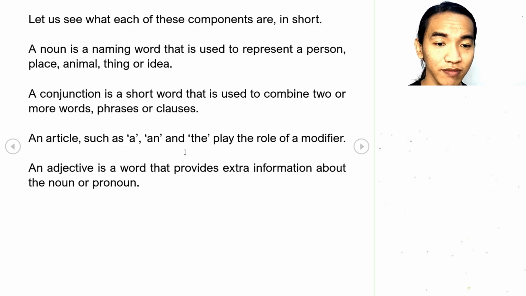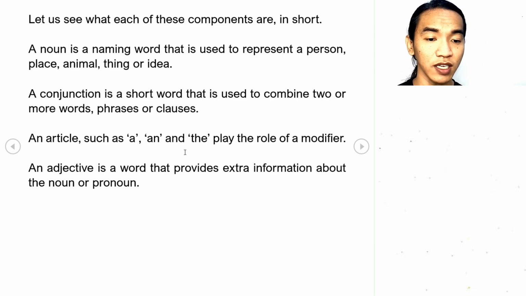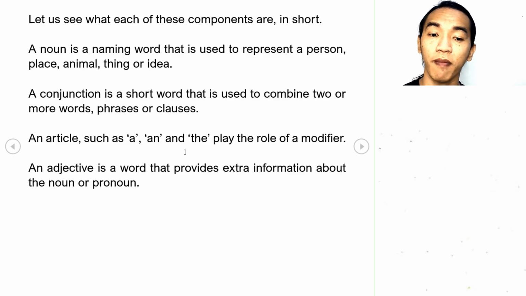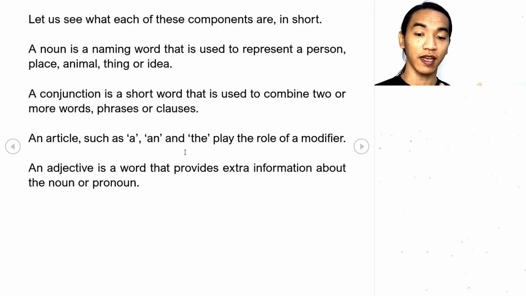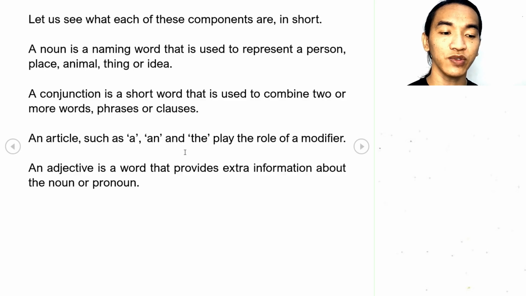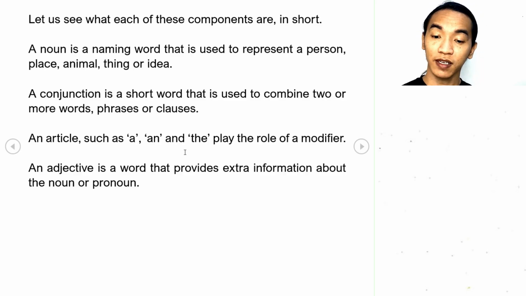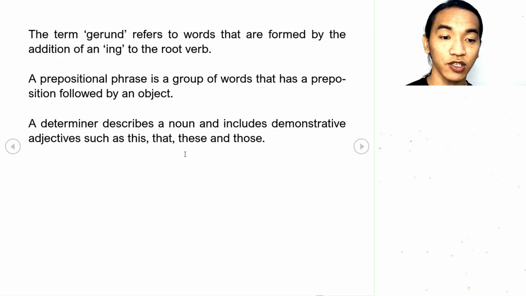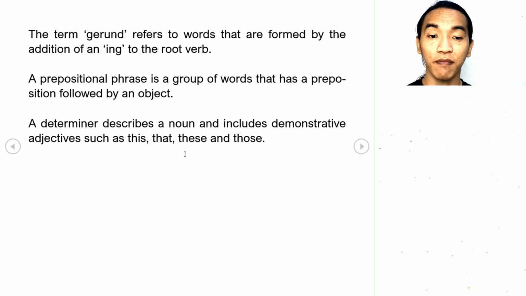So, a noun is a naming word, of course, that is used to represent a person, a place, an animal, a thing, or an idea. A conjunction is a short word that is used to combine two or more phrases or clauses. An article, such as a, an, and the, plays the role of a modifier. An adjective is a word that provides extra information about the noun or pronoun, so they are describing words. And then the term gerund refers to the words that are formed by the addition of ing to the root word, okay, verb plus ing, but functions as a noun.